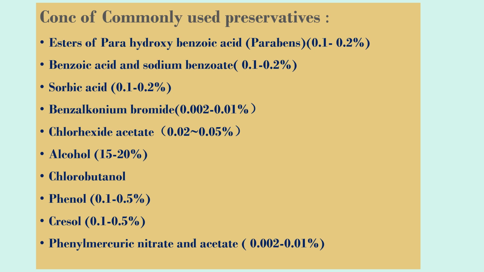Chlorhexidine acetate 0.02 to 0.05, alcohols around 15 to 20% is tolerable, chlorbutanol, phenols 0.1 to 0.05%, cresol 0.1 to, and phenyl mercuric acetate and nitrate is 0.002 to 0.1. So this is the common concentration of preservatives that are used in various preparations. This particular range of concentration of the preservative can be used in your preparation, which can be stable and sustainable.